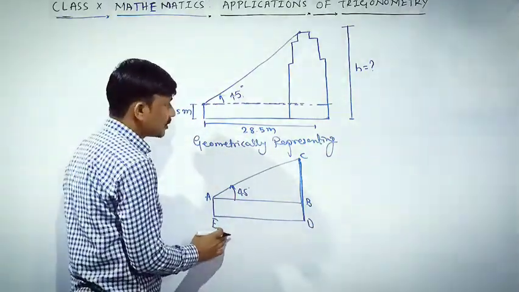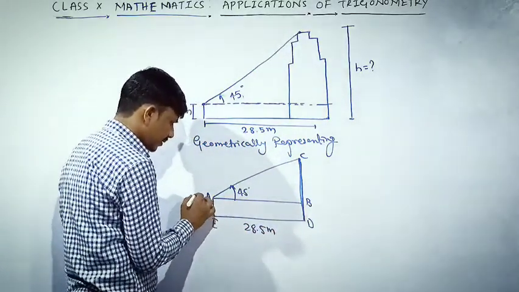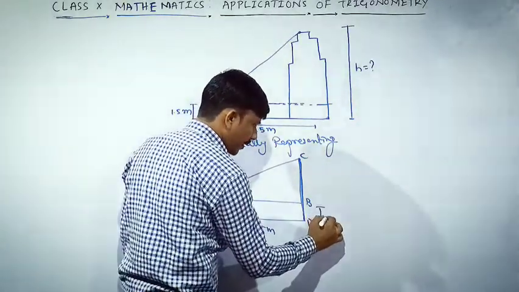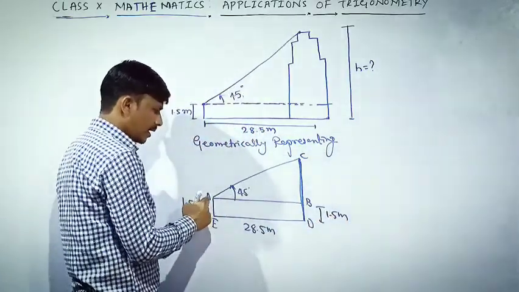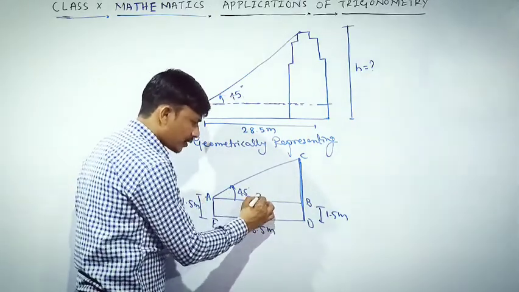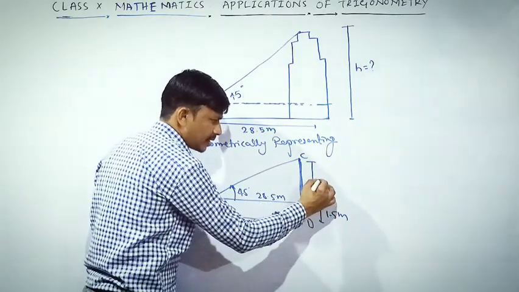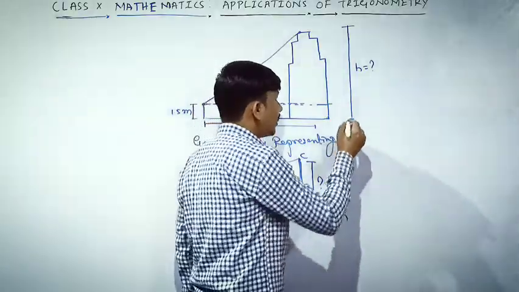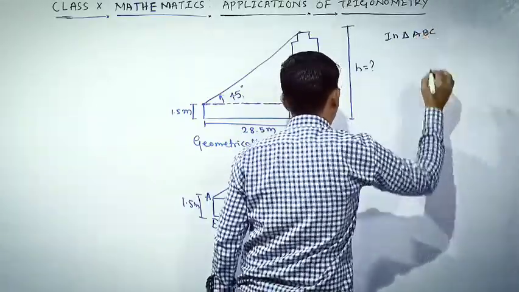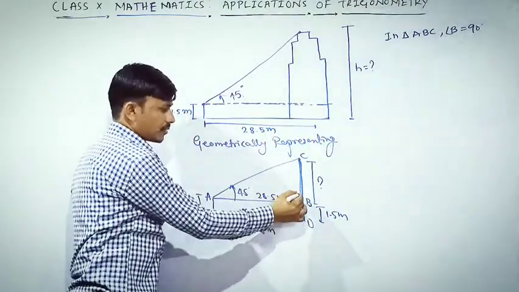What they have given? The length 28.5 meter. What is this? The height of the person is 1.5 meter. This is 1.5 meter. In triangle ABC, AB is equal to 28.5 meter. What we need to find out? This height BC is equal to question mark. In triangle ABC, angle B is equal to 90 degree, correct?